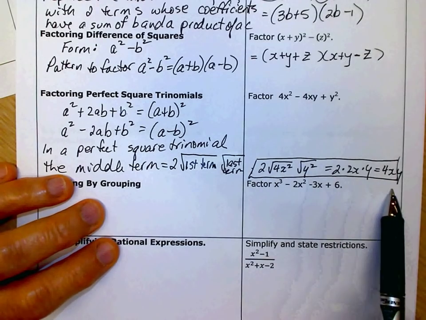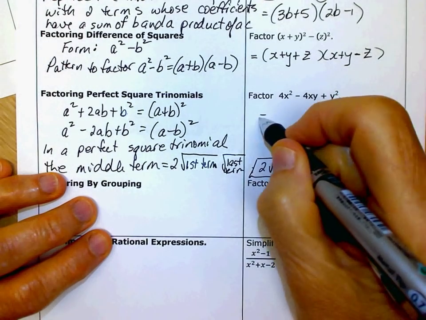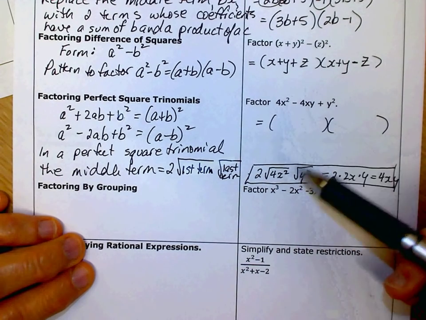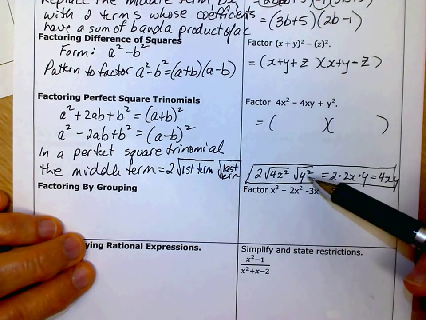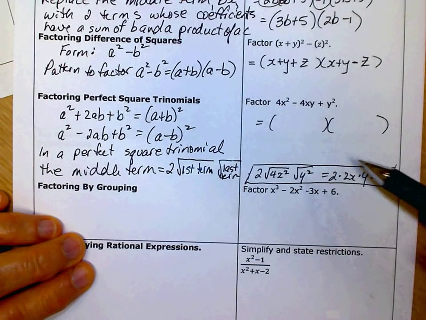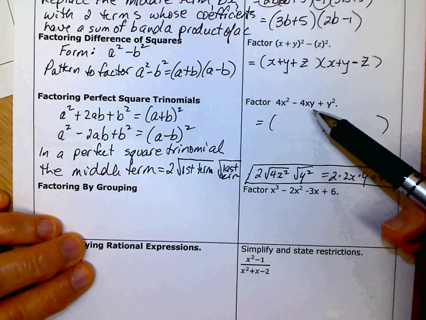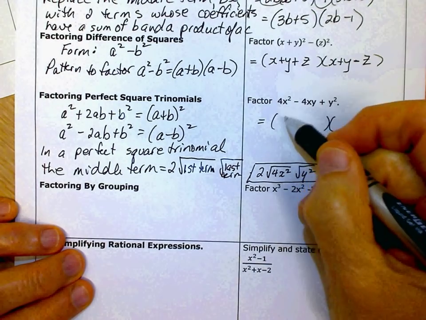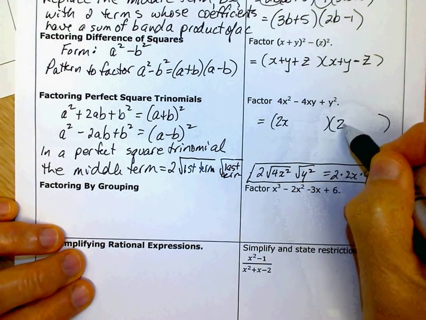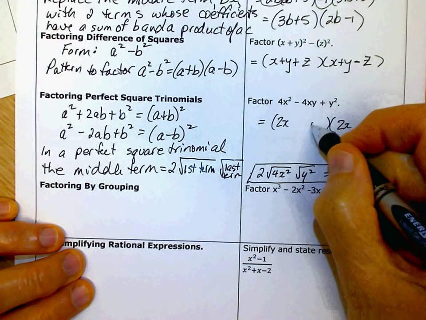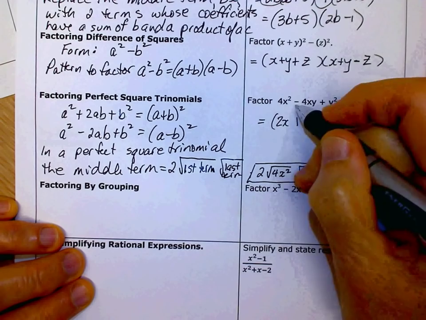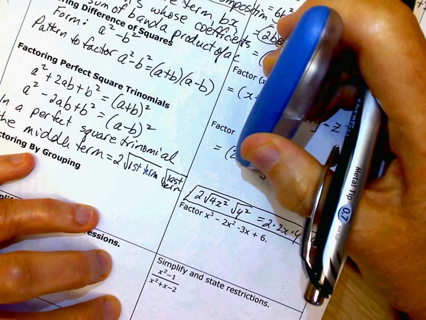So because I know that, I now know, first of all, I can take the square root of the first term and I can take the square root of the last term, and since it equals the middle term regardless of the sign, it's easy to factor. Square root of the first term is 2x. Square root of the last term is y. Because that's a minus, then this is a minus. And we can check our work.